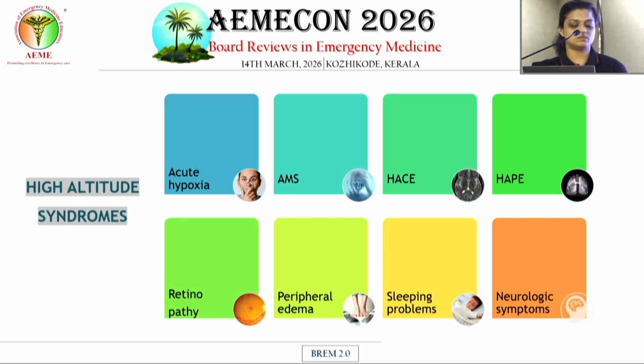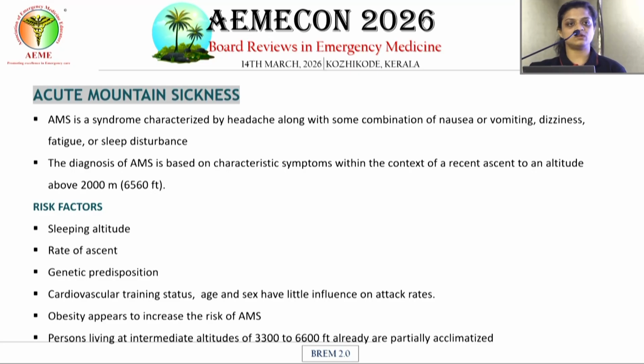So what are the high altitude syndromes? Basically, we have acute hypoxia, acute mountain sickness, high altitude cerebral edema, high altitude pulmonary edema, retinopathy, peripheral edema, sleeping problems, and neurological problems. We'll be discussing only the main ones here. Acute mountain sickness is characterized by headache along with a combination of symptoms like nausea, vomiting, and dizziness. It happens when the patient ascends to an altitude of more than 2,000 meters. Risk factors include sleeping altitude, rate of ascent, genetic predisposition, and cardiovascular status. Patients living at an intermediate altitude are partially acclimatized and won't have so much issue if they go up.